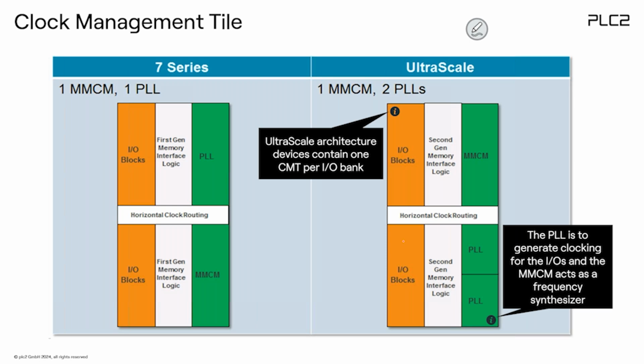We have one MMCM and one PLL. For the 7 series, we always have one PLL and one MMCM. For the UltraScale, we have a lot of MMCMs, but also two PLLs. This means this is actually part of this IOB column, and there are again hundreds of such elements here.